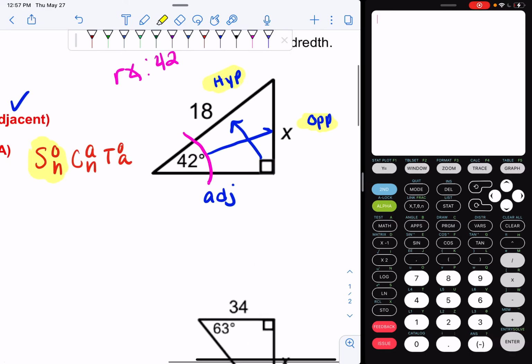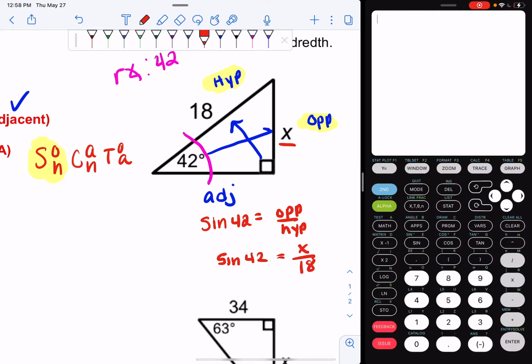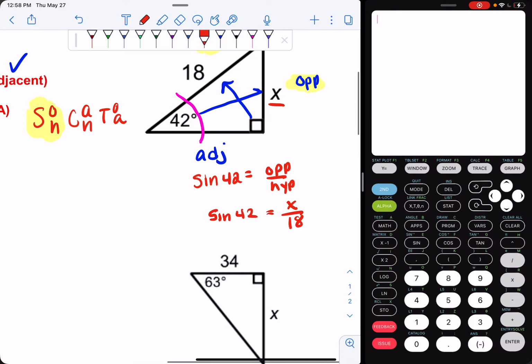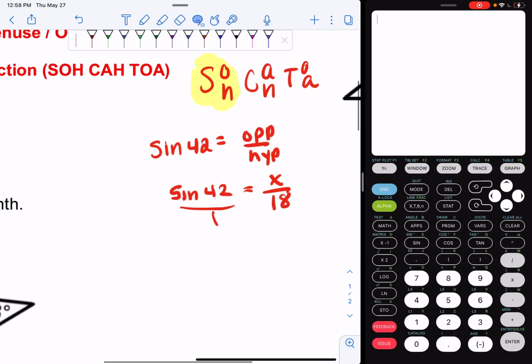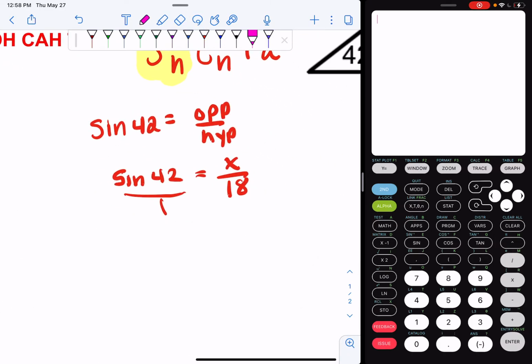So we can say sine of 42 is equal to the opposite over the hypotenuse. We can then say sine of 42 is equal to x, because that's our opposite, over our hypotenuse of 18. Now we're going to solve for x. This sine of 42 is really over 1. So I'm just going to move this over here, that way there's more room. We're going to cross multiply.